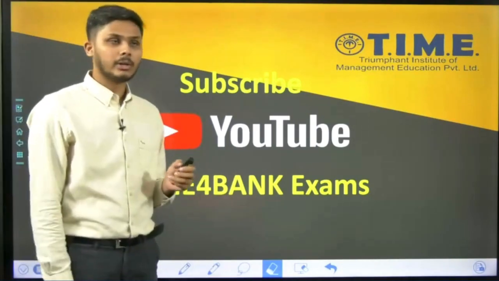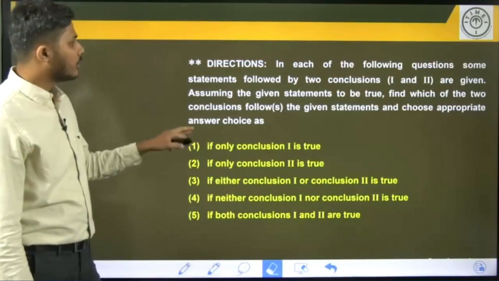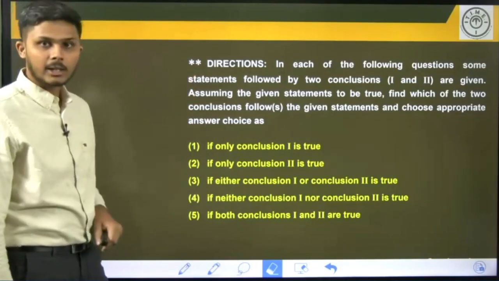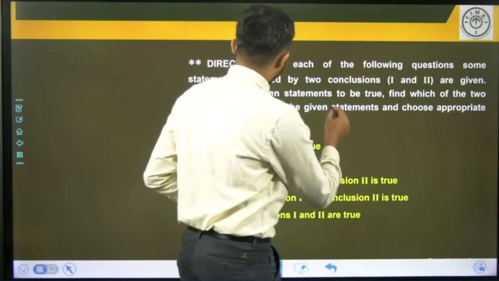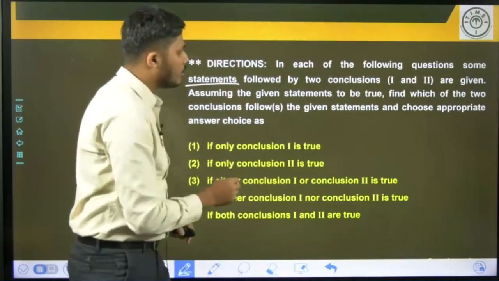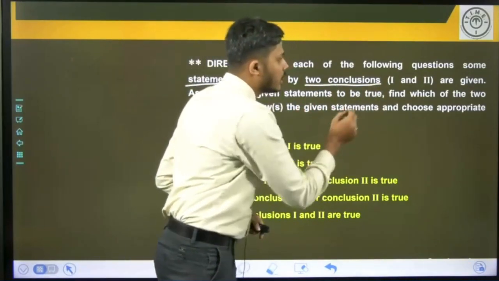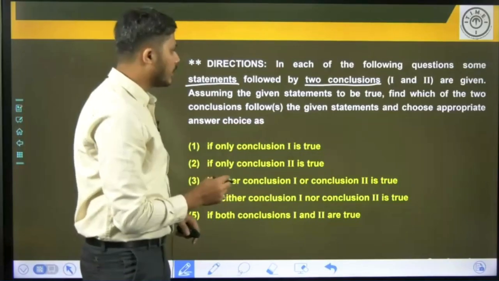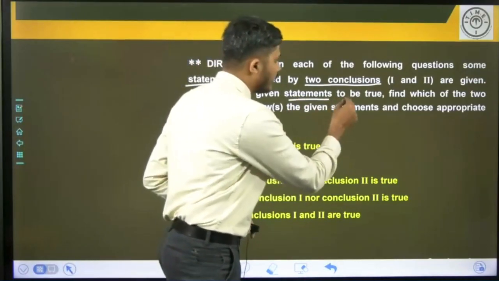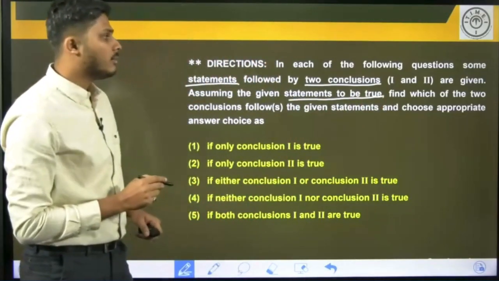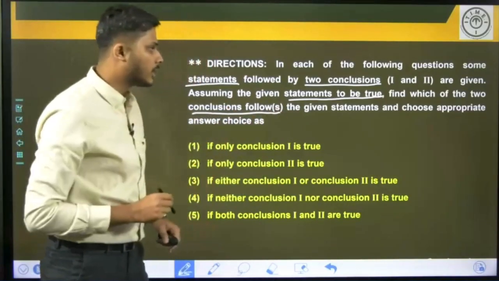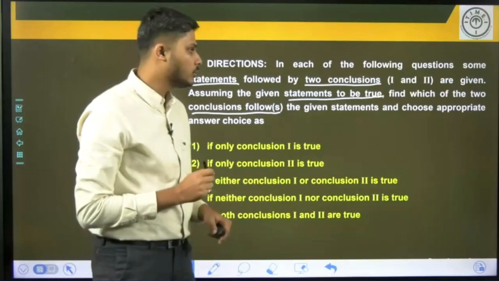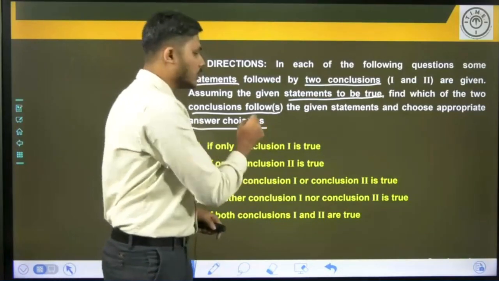So now let's look into the questions. Now first let's start with reading the directions. In each of the following questions, some statements followed by two conclusions are given. Assuming that the given statements to be true, find which of the two conclusions follow or follows the given statements and choose appropriate answer choices.